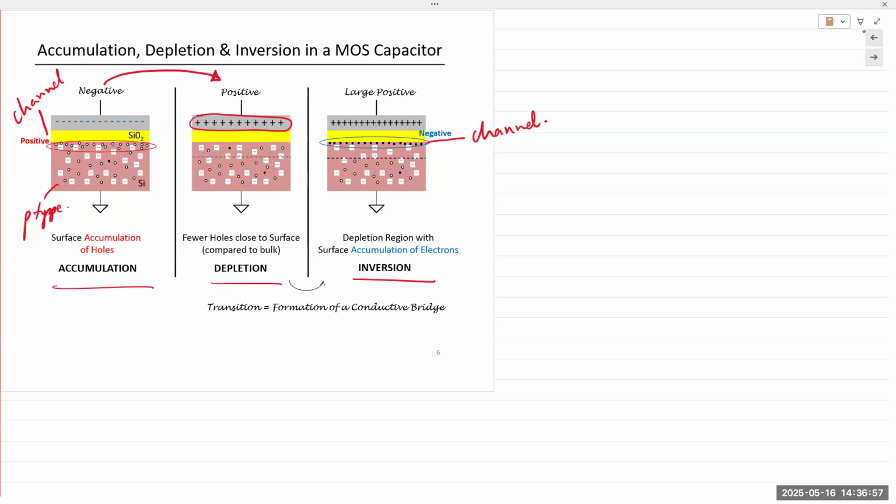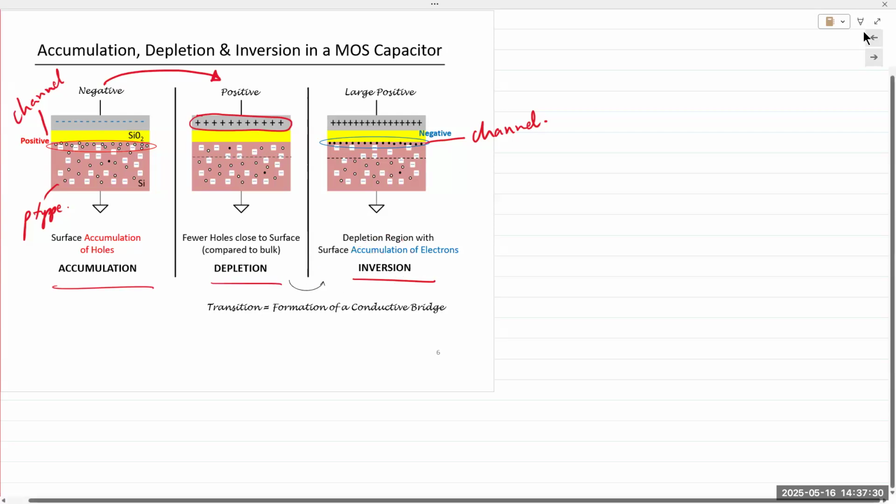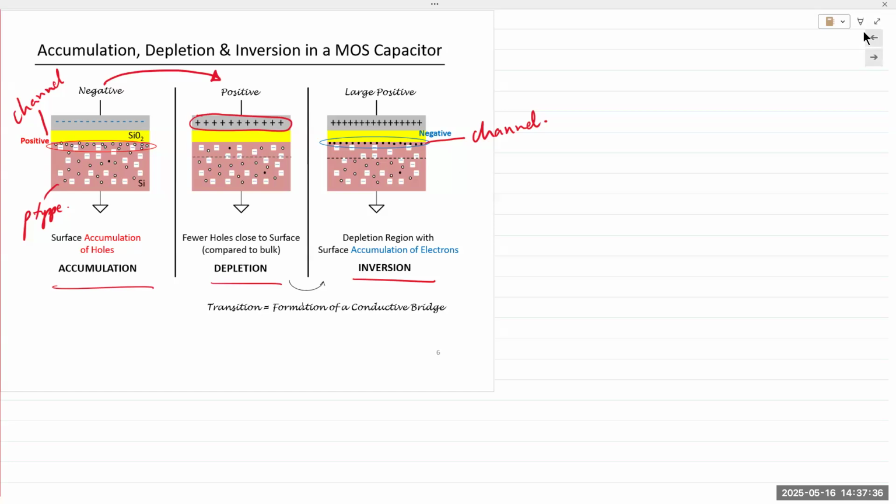All right, so now when the voltage crosses a certain threshold, all of the holes, or most of the holes, are pushed down and the electrons are pulled up. So now you have a channel of electrons. Your charge is completely inverted from positive to negative, or the channel is now completely made of negative charges versus earlier it was positive charges. And so this region is known as inversion. So far, so good.